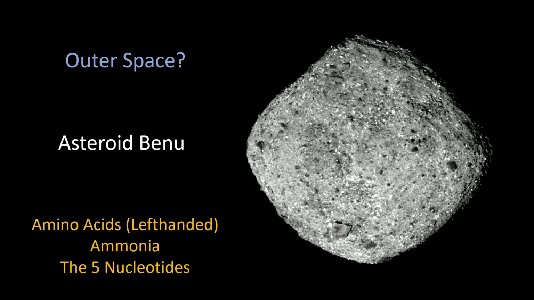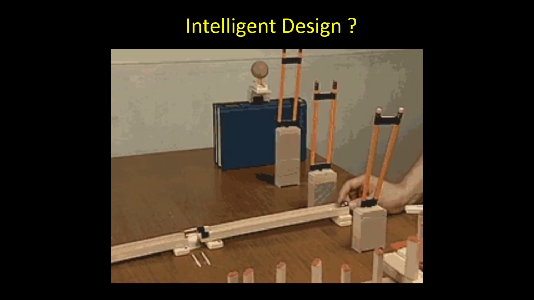It also had ammonia, which is important in creating organic material. And the most amazing thing, which has never been found before, is it had all the 5 nucleotides for DNA. These are the building blocks of DNA, found in this asteroid. Now, was it intelligent design? Take a look at this.